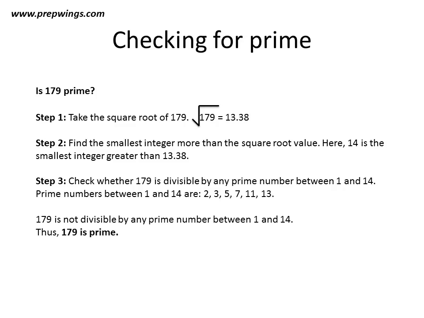Okay guys, so basically if we are given a number and we have to find out whether that number is prime or not, we follow these three steps. In the first step we take the square root of the number. In the second step we find the smallest integer which is greater than the square root of the number. And in the third step we check whether that number is divisible by any of the prime numbers between 1 and the square root of that number. If it is not divisible by any of the prime numbers between 1 and the square root of the number, then that number is prime. Otherwise it is not prime.